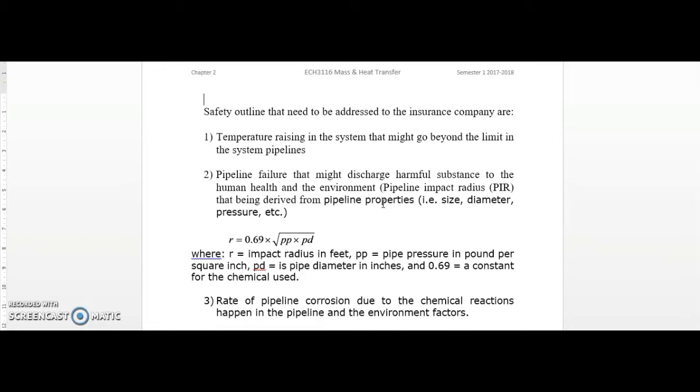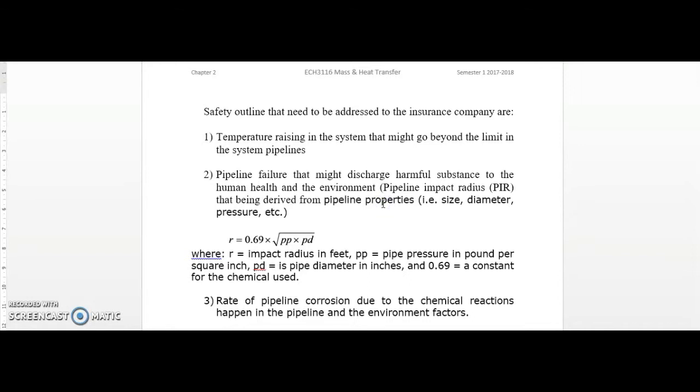My second point is pipeline failure that might discharge harmful substances that affect human health and the environment. This can be calculated using the pipeline impact radius, PIR. Basically, the formula is derived from the pipeline properties, which are diameter and pressure, where R stands for impact radius in feet, which is the radius of a circle within the potential failure of a pipeline that could have significant impact on people or property. So it is really important for us to choose the best diameter of pipe so that it can reduce the impact radius.